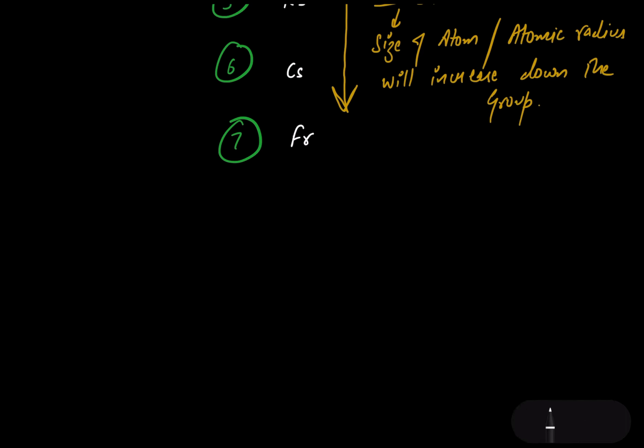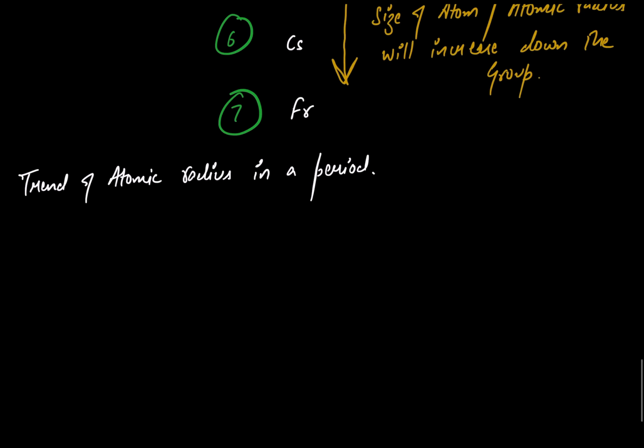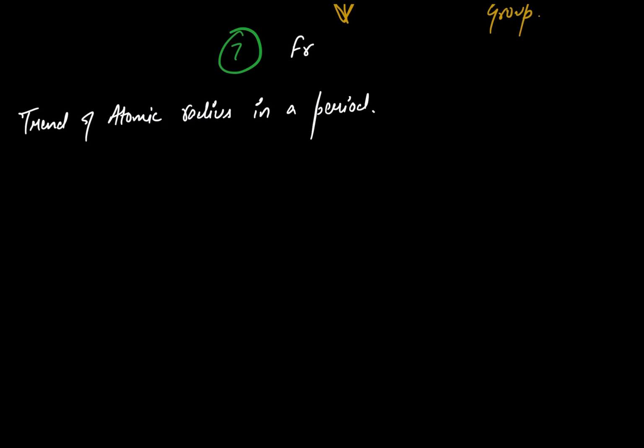Now let's talk about the trend of atomic radius in a period. Let me take an example of period number 2. The period number 2 starts from lithium, then beryllium, then boron, carbon, nitrogen, oxygen, fluorine, and finally neon.